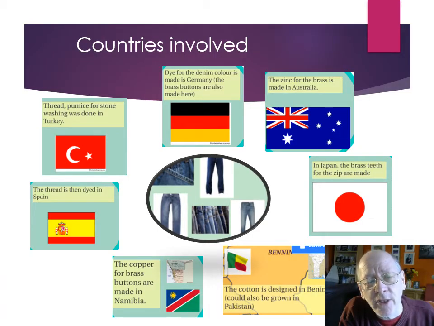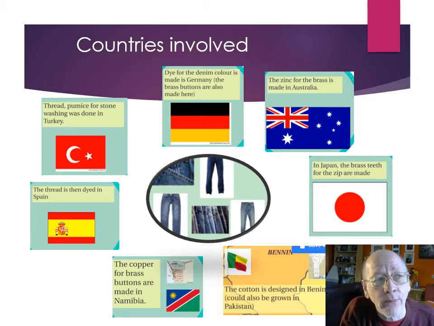And some of those pieces can come from a whole range of different countries in the world. So here you can see denim from Germany, zinc from Australia, brass teeth for the zip from Japan, etc., etc. And the issue is that you have got to have them all on hand at exactly the right moment for you to make that pair of jeans. If you haven't got an item, you cannot make that pair of jeans.